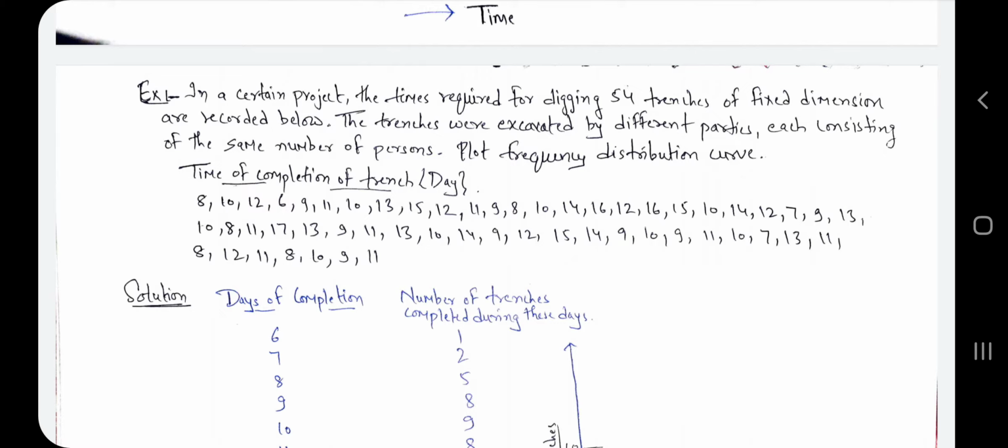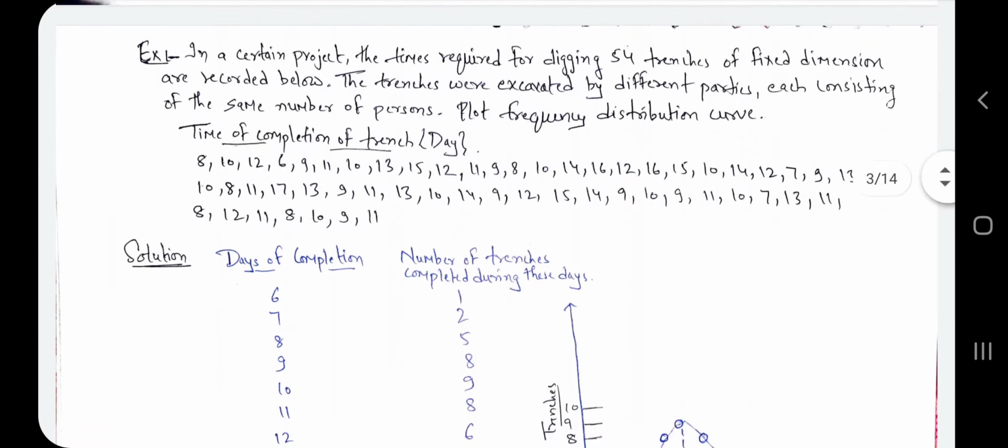Now how do we draw this frequency distribution curve? For that, we have some values here. We have the time of completion of a trench, meaning the time of completion for a single trench. So if we have days of completion 6, then the number of trenches completed in 6 days is 1. We have to search how many 6s there are. Here we see only one 6, that's why the number of trenches completed during these days is 1.